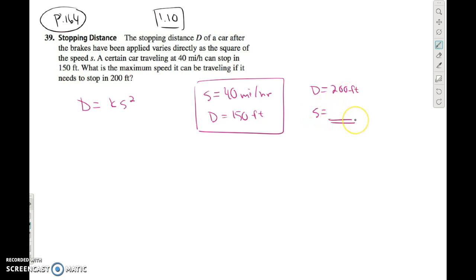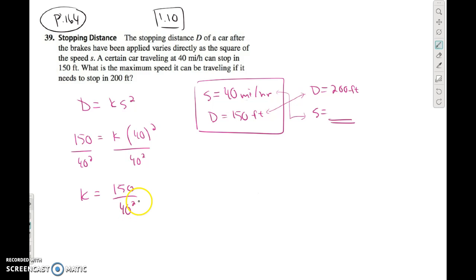So you might think we have a problem with conversion of units, like this is in miles and this is in feet, but as long as we're consistent, the constant of proportionality will handle the conversion for us. So 150 equals k times my speed squared. Divide both sides by 40 squared. So my constant of proportionality is 150 over 40 squared.